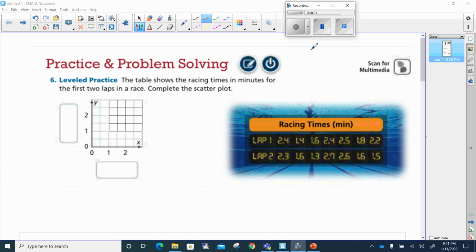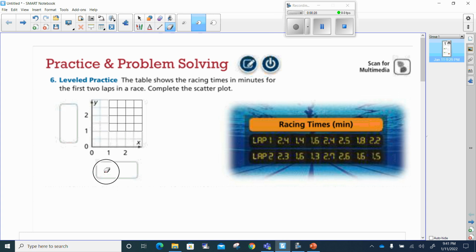Alright, my 7th grade advanced class, let's go ahead and start with our homework. I got number 6, which means I'll be doing the even ones. It says the table shows the racing times in minutes for the first 2 laps in the race. Complete the scatter plot. Lap 1 will be my x-axis. Remember, the one on top is usually always x.